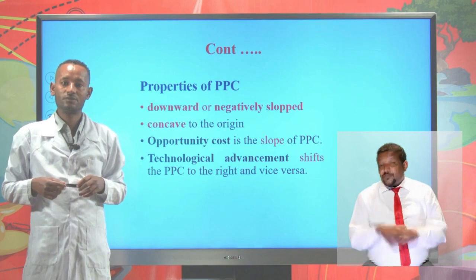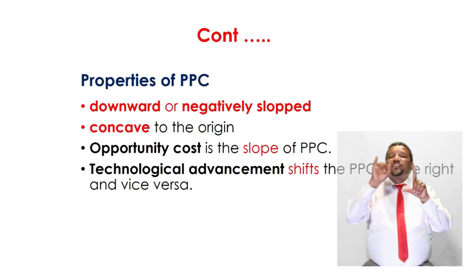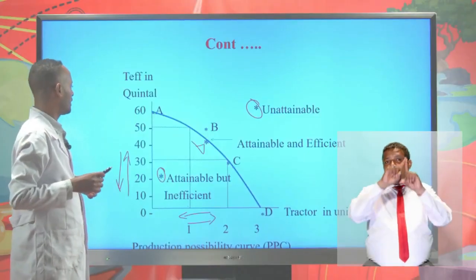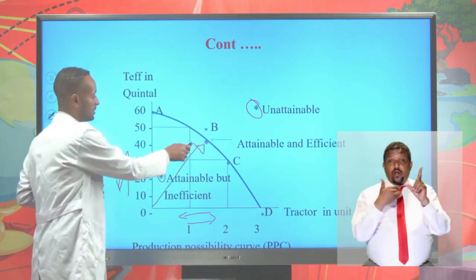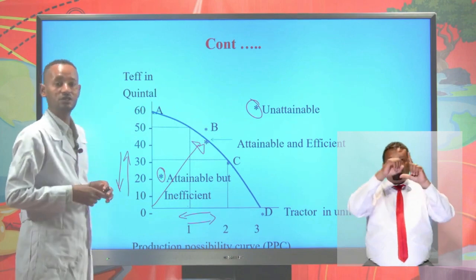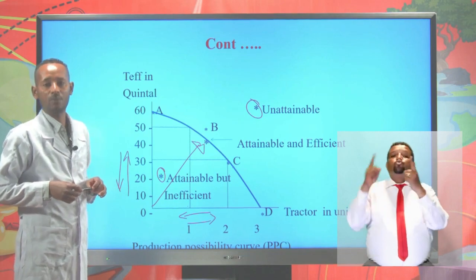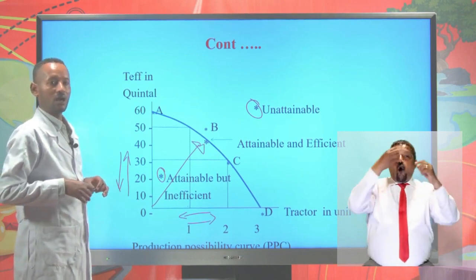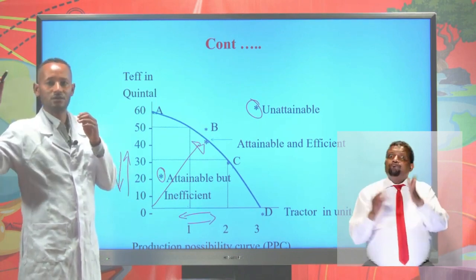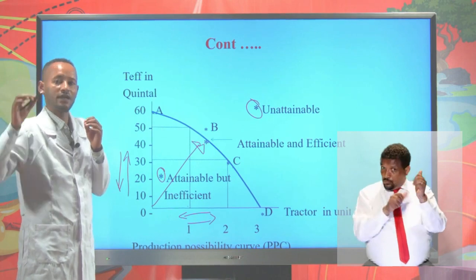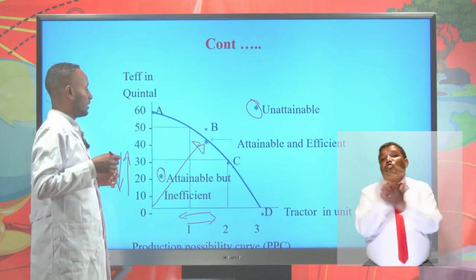Now let's see the properties of the production possibility curve or frontier. The production possibility frontier or curve is concave to the origin. As we see from the origin, the production possibility frontier or curve is concave to the origin. The PPC is concave to the origin due to the law of increasing opportunity cost. That means as we produce more and more of a commodity, the opportunity cost of a commodity will always increase. Due to the law of increasing opportunity cost, the production possibility curve is concave to the origin.